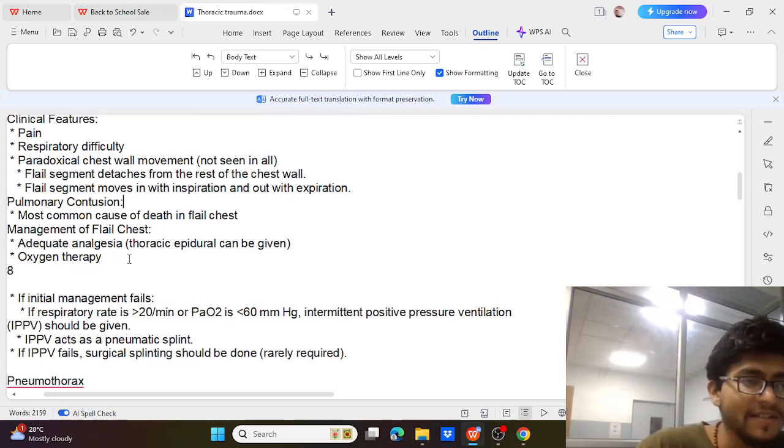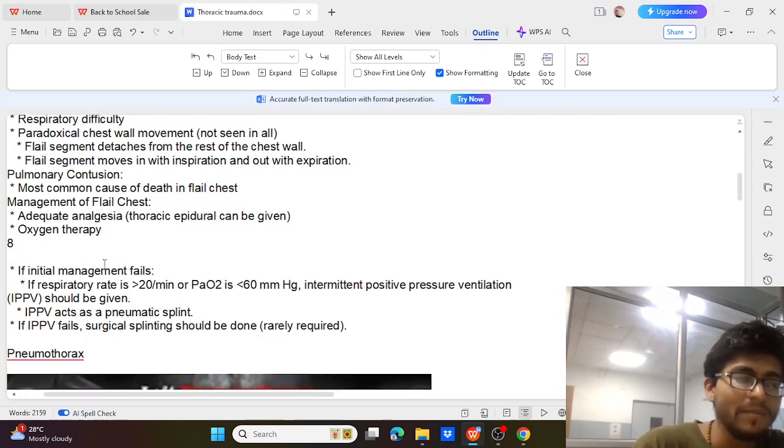And how do we manage flail chest? Very important, adequate analgesia. We can also give thoracic epidural as the best pain management for this. And then oxygen therapy if required, rather most of the time it is required. And if this fails, we can go for intermittent positive pressure ventilation if the respiratory rate is more than 20 or PaO2 is less than 60 mm of Hg. That means the patient is in respiratory distress, respiratory difficulty. So we can understand. Then coming to IPPV, it also acts as a pneumatic splint, a supportive protection.